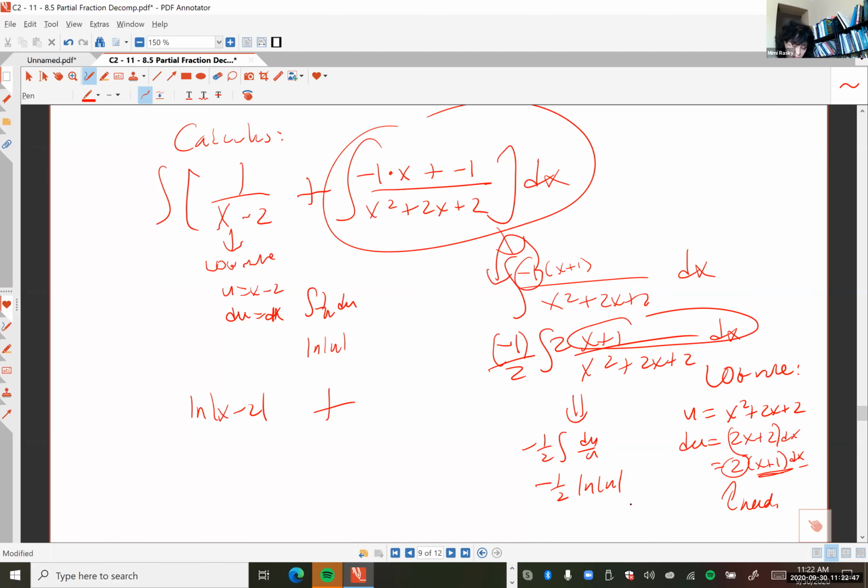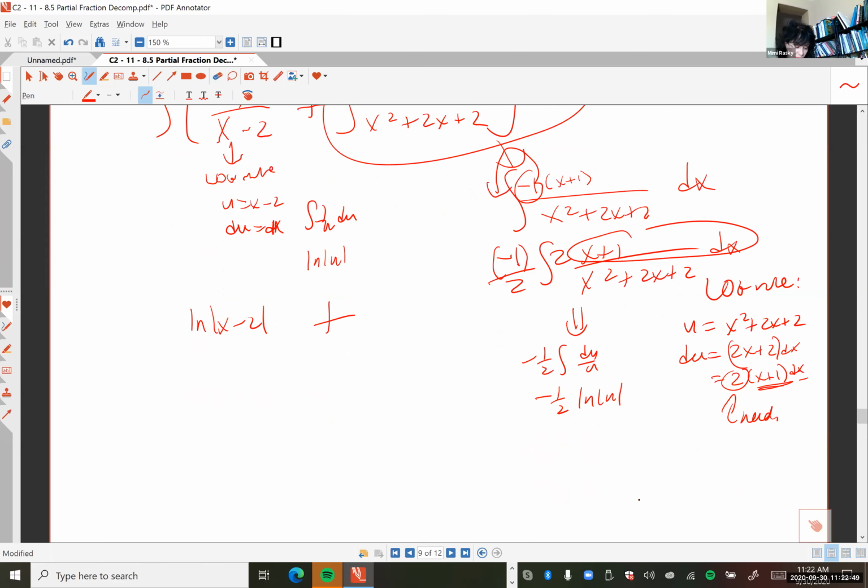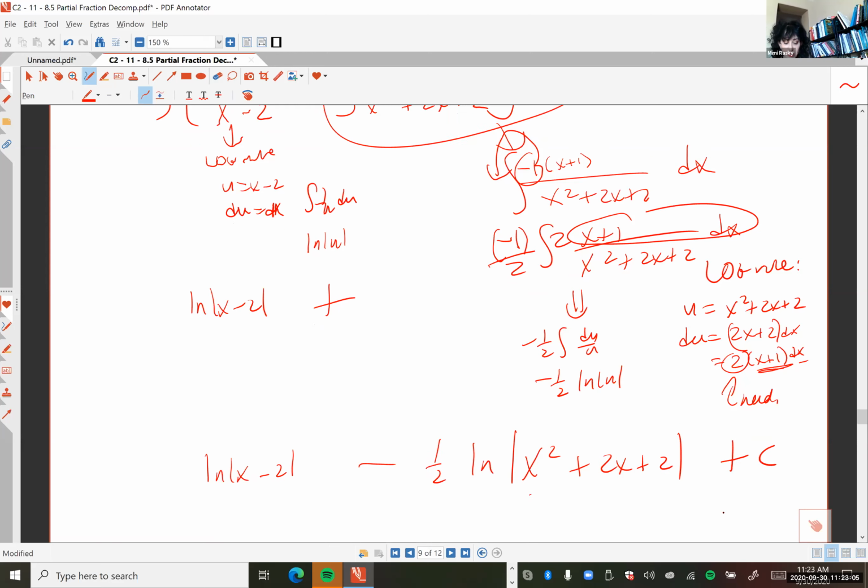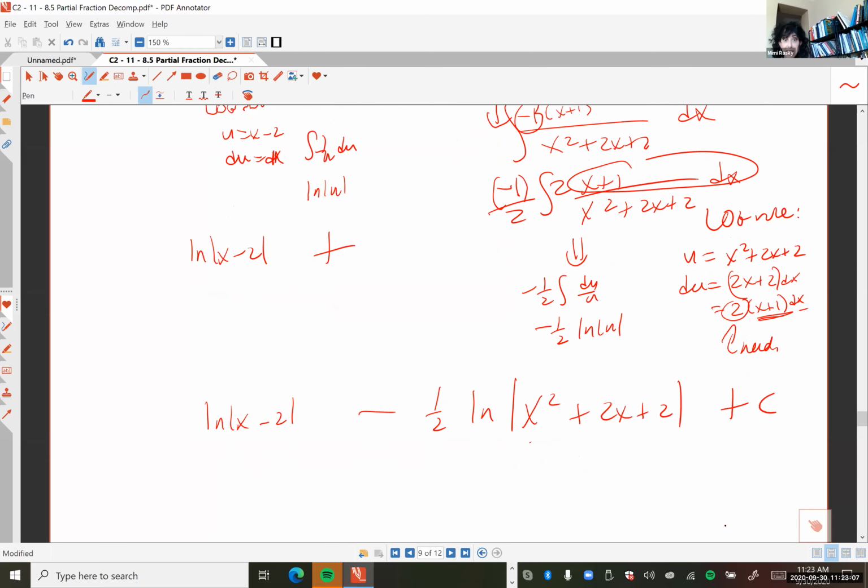And so now we can finish off the problem by back substituting. Oops, that's a minus a half ln absolute value of x squared plus 2x plus 2 plus c. Now this x squared plus 2x plus 2, you can even graph it. It never goes negative, so you can safely put parentheses instead. So that's okay.